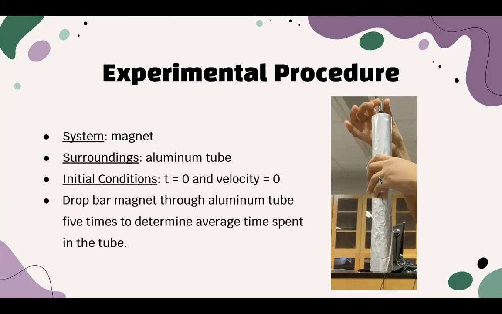My procedure included a system of the bar magnet, the surroundings including the aluminum tube, and the initial conditions at t equals 0 were that the velocity of the bar magnet was 0. I dropped the bar magnet through the tube 5 times in order to determine the average time spent in the tube.